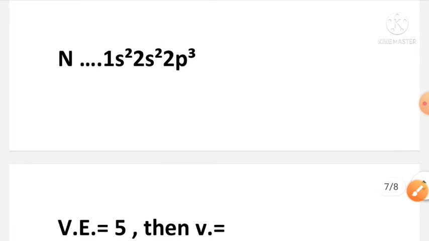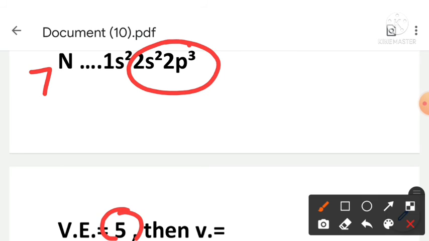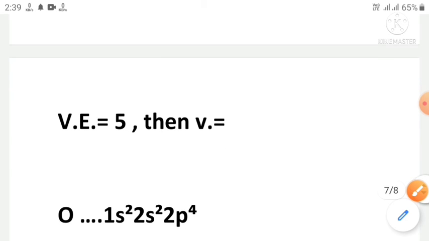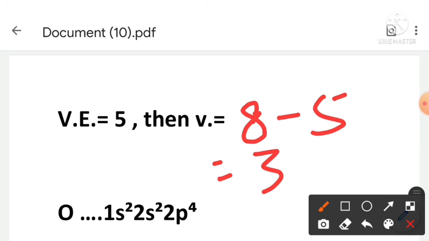Now we see in nitrogen, Z of nitrogen is 7, in which its electronic configuration is 1s2, 2s2, 2p3. Now we know that outermost shell of the nitrogen is 2s2, 2p3 and number of valence electron is 5. So here valency is, we know that 8 minus 5 is equal to 3, because it is also a non-metal.